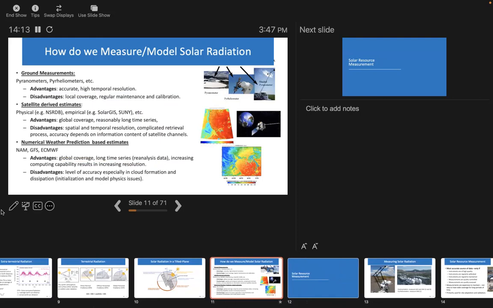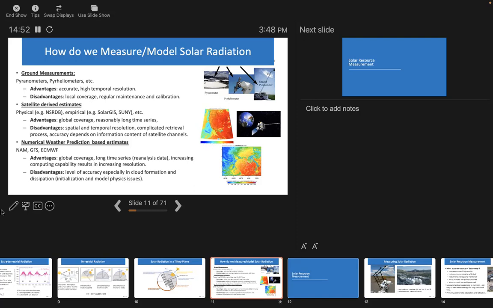So let's see, how do we model or measure solar radiation? We could use ground measurements, and each has its pros and cons. If you look at ground measurements, you see there are these instruments: pyranometers and pyrheliometers. Pyranometers measure the global radiation and the diffuse radiation. Pyrheliometers are pointing at the sun, measuring that 5-degree field of view. There are some advantages, of course. There are accurate and very high temporal radiation measurements. You could get 1 minute measurements, practically measuring every 1 second or 5 seconds, so you could get very high resolution in time.